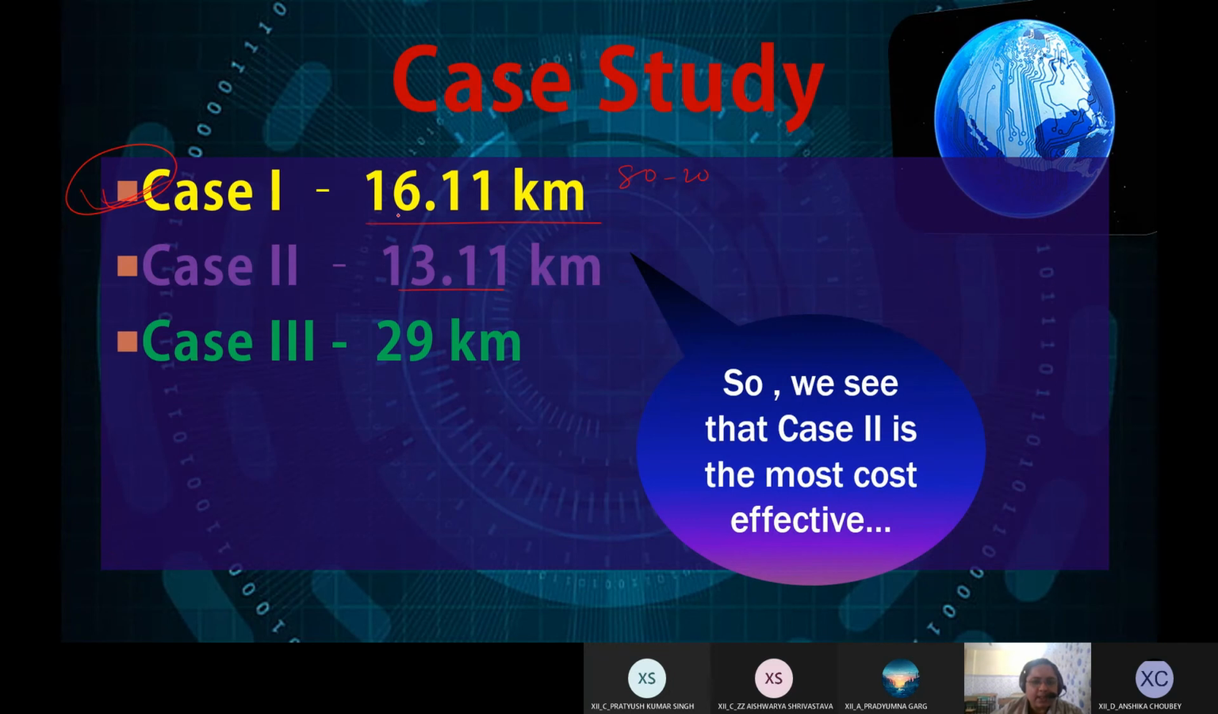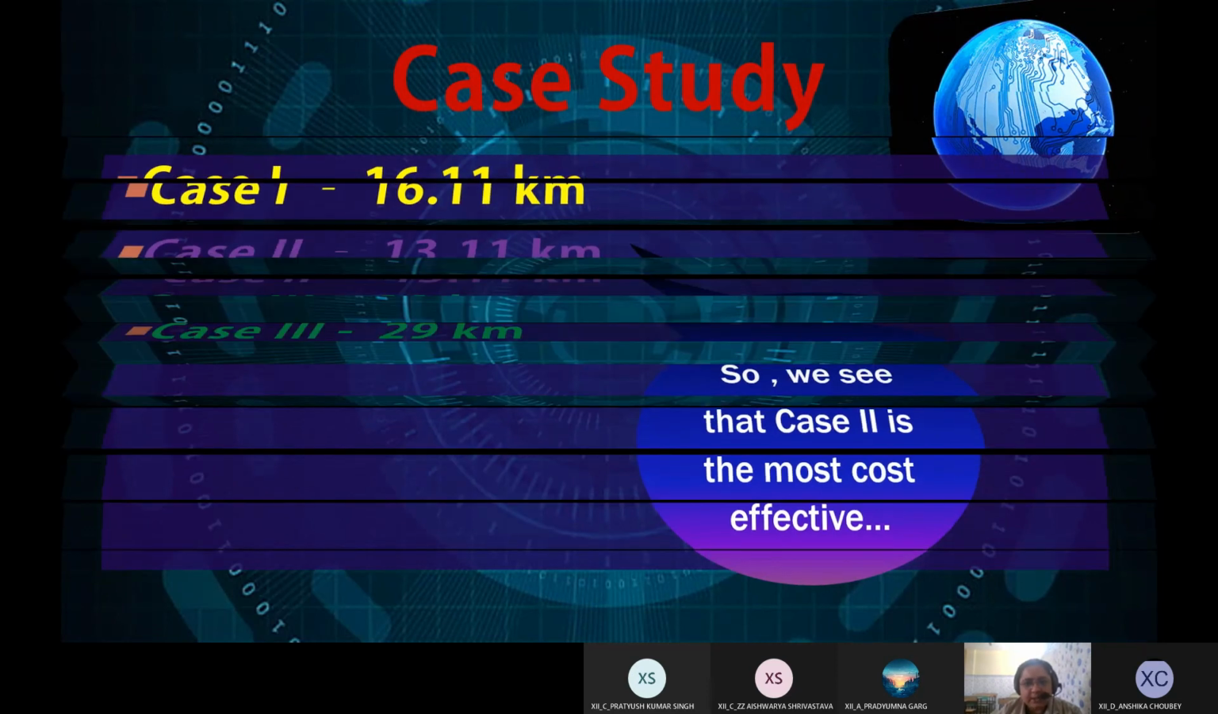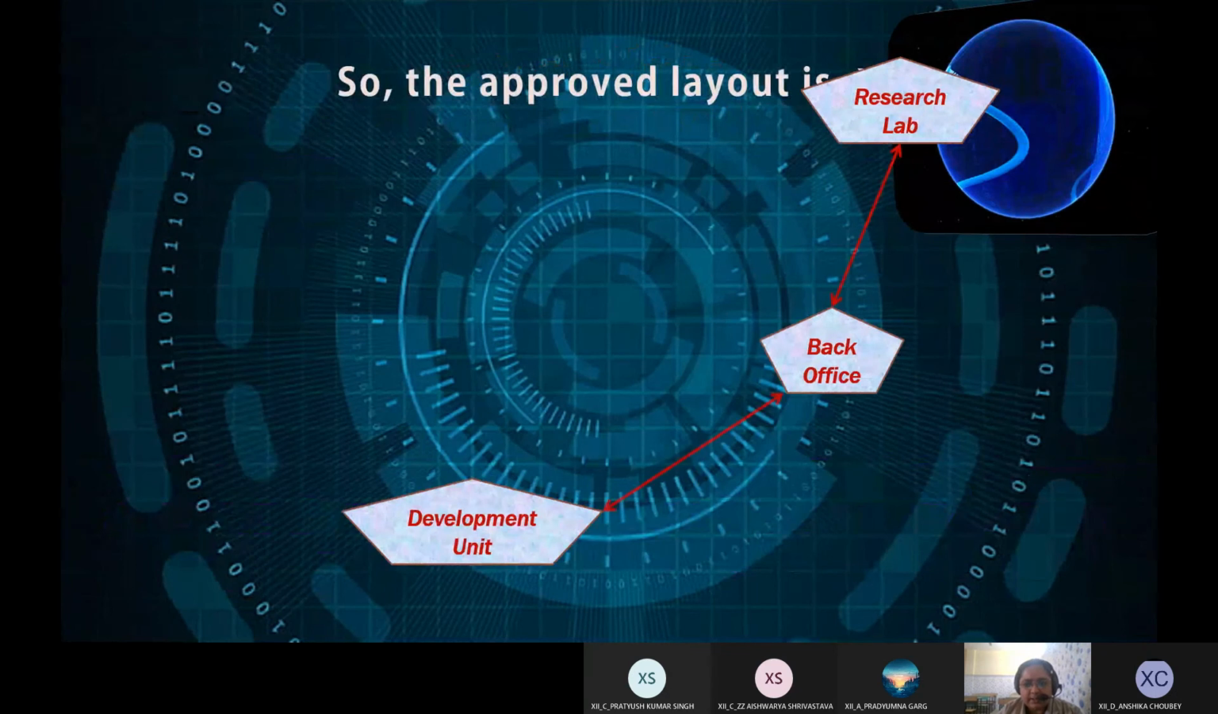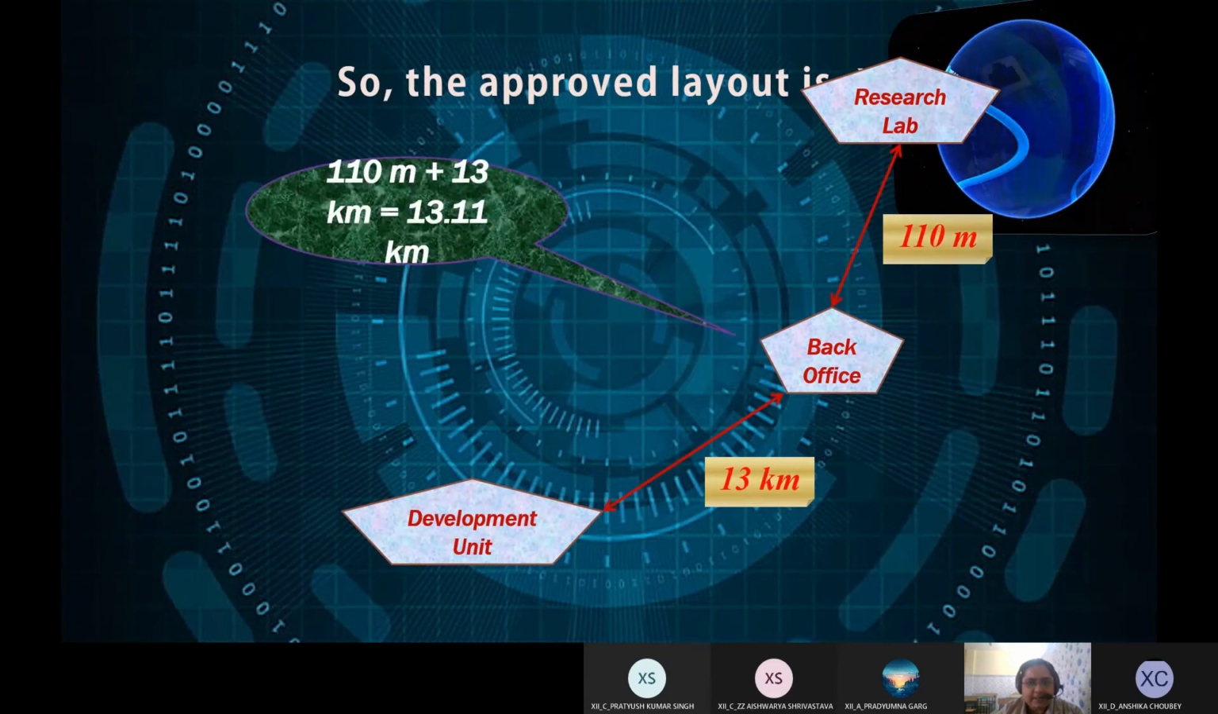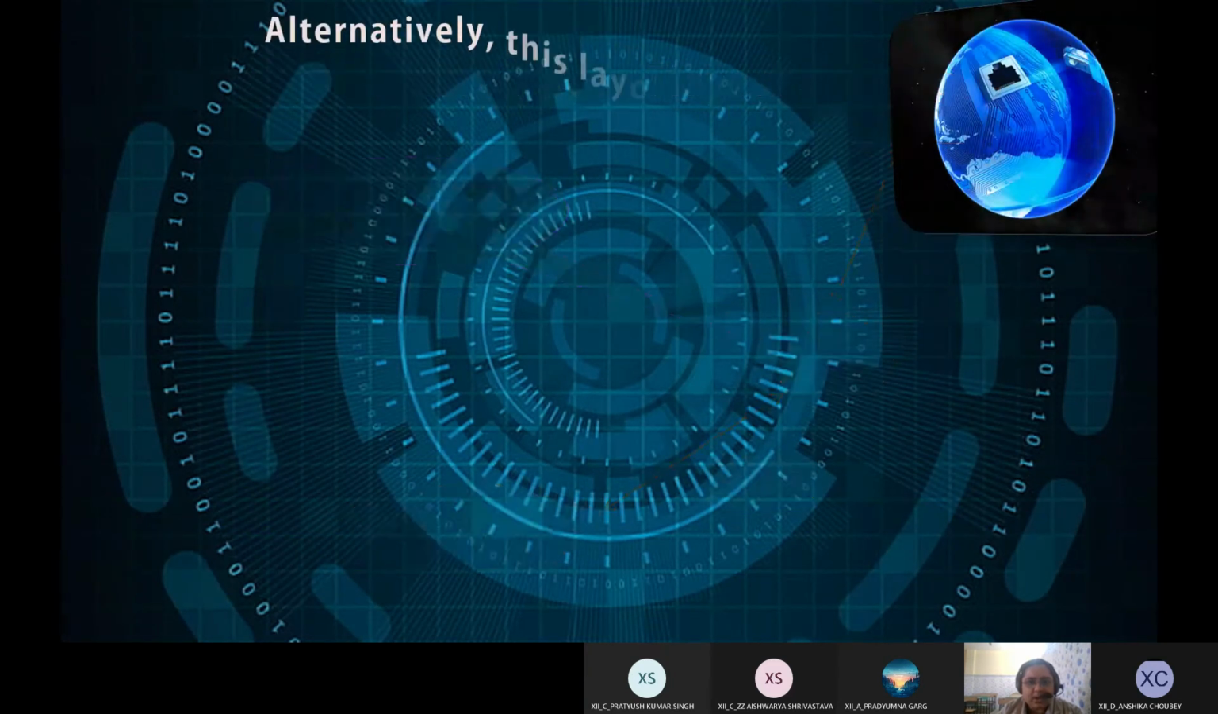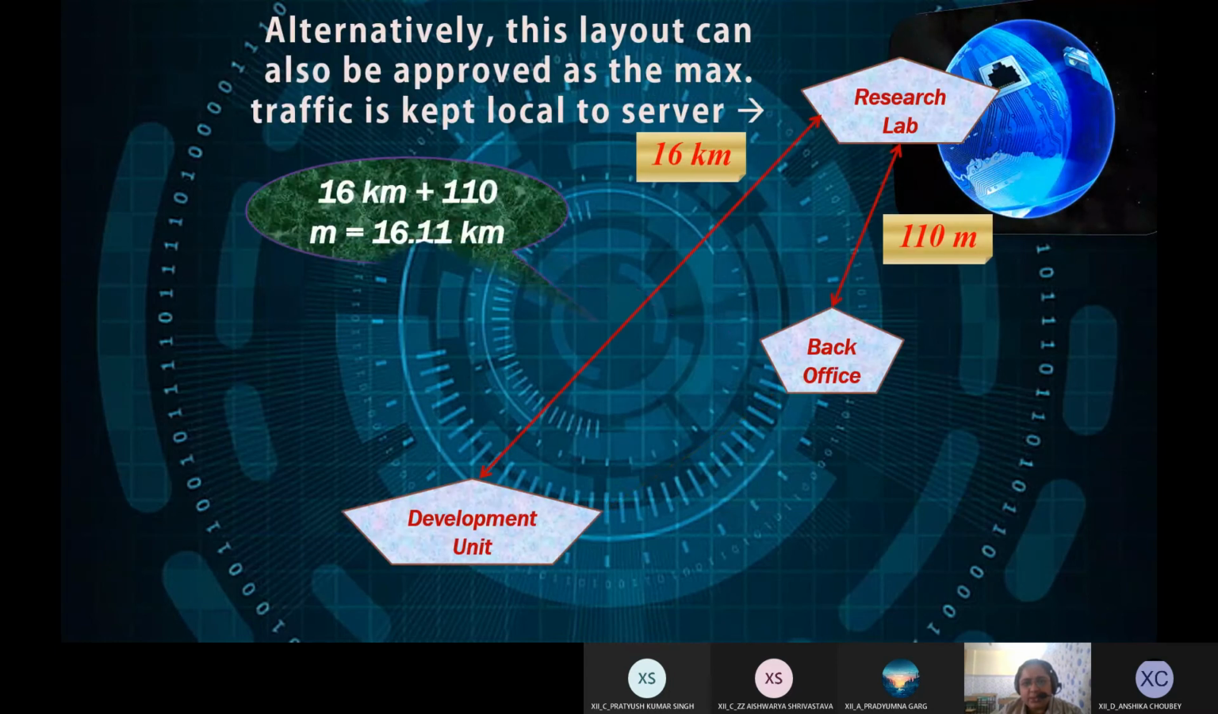So what you are going to do in the exam, you will provide these two network layouts, right? Let us solve some other questions. So this one is the approved layout, please don't go with this. Now what I feel is the best layout which you can go with is this one, 16.11 kilometers, because it connects the research lab, the one with the server, to both the offices.